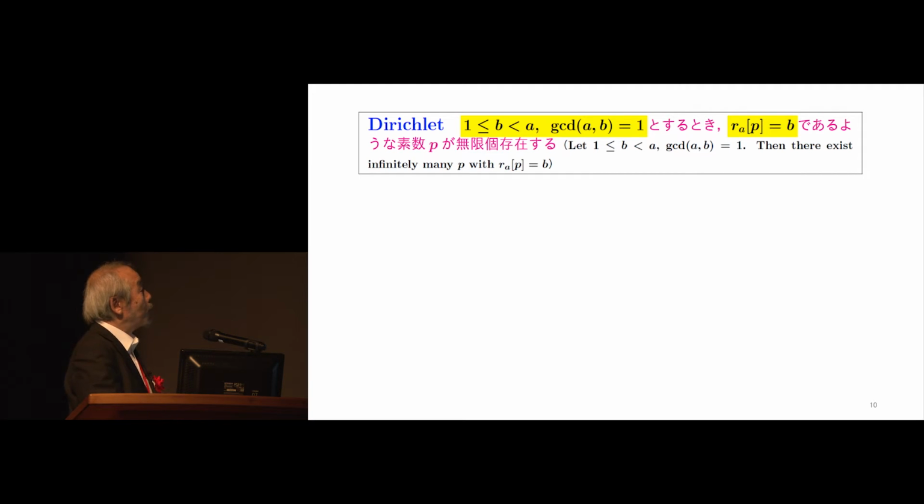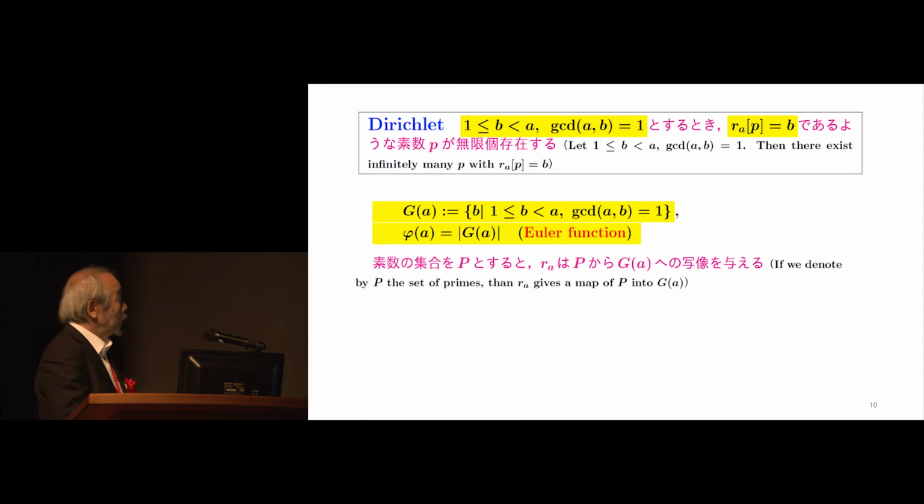And this is a paraphrase of Dirichlet's proposition. B is 1 or above 1 and less than A, and GCD(A, B) is 1. Then there exist infinitely many primes P with R_A(P) equals B. What is the advantage of this way of expression?